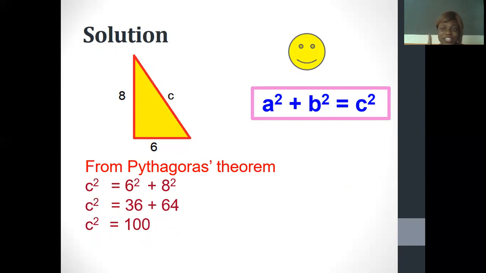So remember I told you that you must be familiar with squares and square roots. To find C now, what you're going to do is find the square root. You find the square root of C squared, which is C, and the square root of 100. So C equals the square root of 100. Let's go back to memory and see what the square root of 100 is. Okay, 10, right? Yes. So C equals 10.